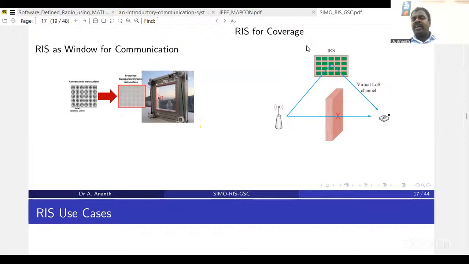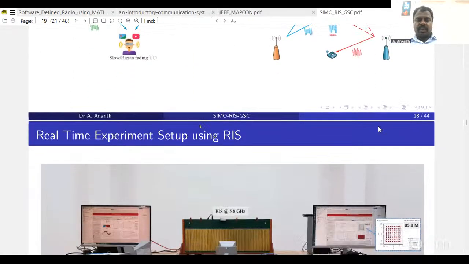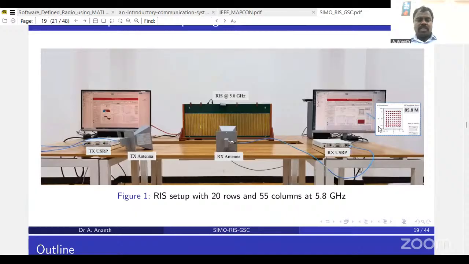So we are deploying an IRS or RIS, ensuring that the signal reaches the destination. Channel redefining or interference suppression and so on. So this is a kind of setup which I found in a paper.